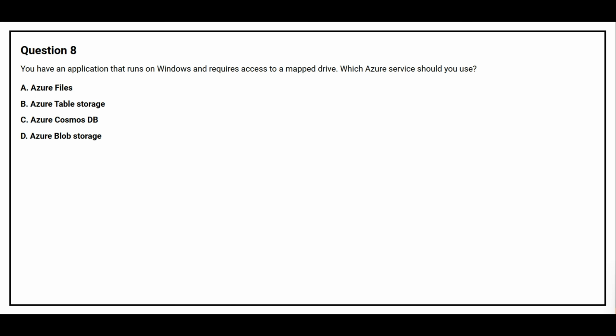Question number 8. You have an application that runs on Windows and requires access to a mapped drive. Which Azure service should you use? Option A, Azure Files. Option B, Azure Table Storage. Option C, Azure Cosmos DB. Option D, Azure Blob Storage. The correct answer is option A, Azure Files.